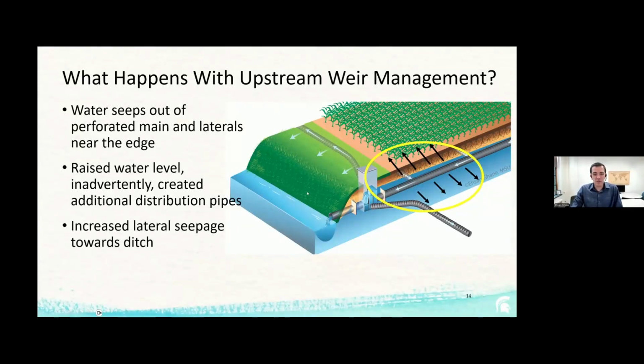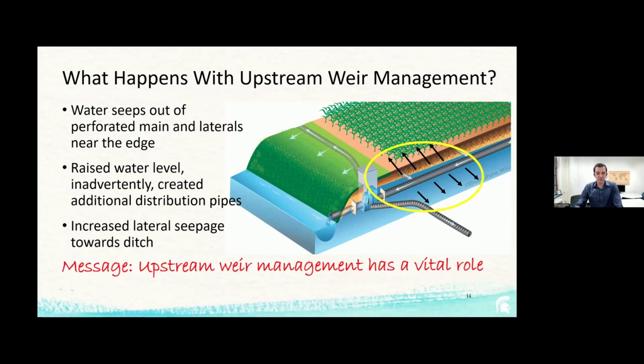So the increased lateral seepage occurs towards the ditch, and through that process, the same denitrification process comes into play. So we have water quality benefits here. The message of this slide is that the upstream weir management, which is the controlled drainage weir management, is a vital component of the saturated buffer. We should not overlook this. It is a very important part of it.